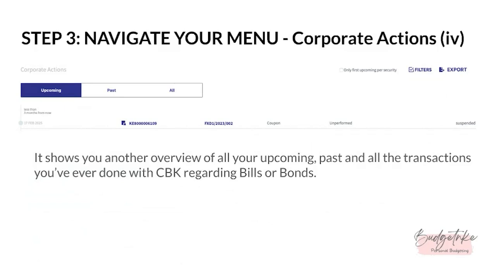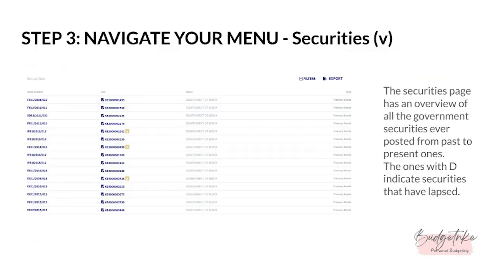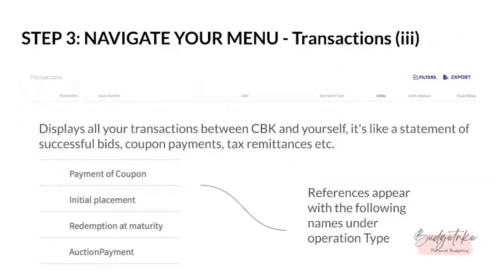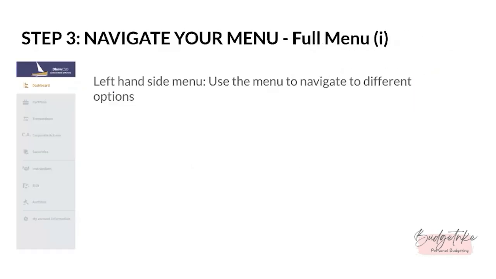So even here, the ones that have probably expired or already lapsed, you might be able to see them. You see here, less than 3 months from now, this one is the identifier, this one is the issue number, coupon, and perform suspended. So this is how you can see your upcoming payments or anything that is due to you here, right? And then securities. Securities is this tab here after corporate actions.